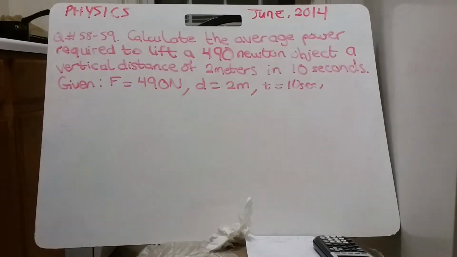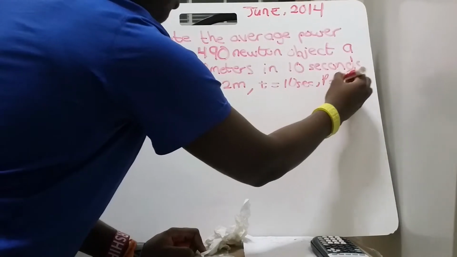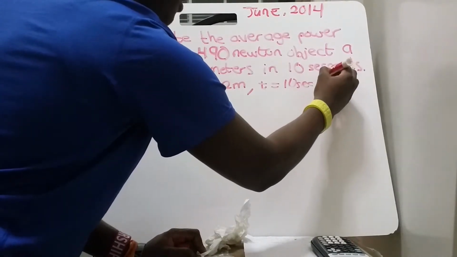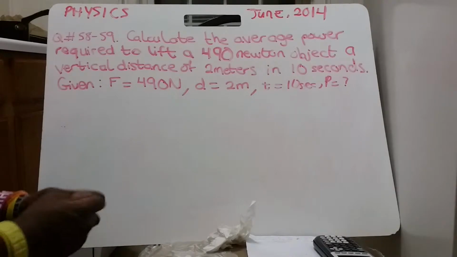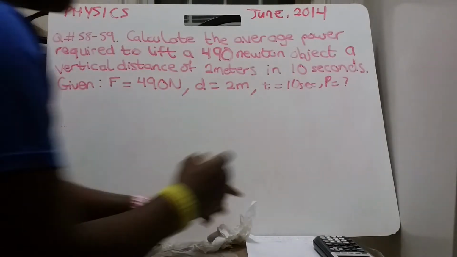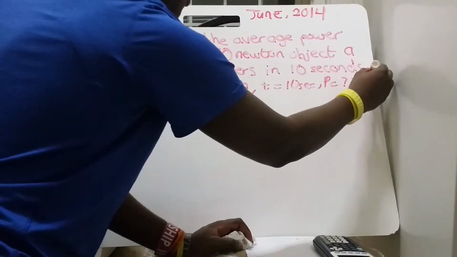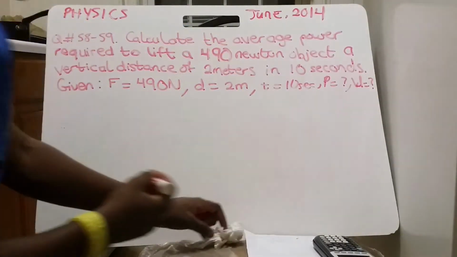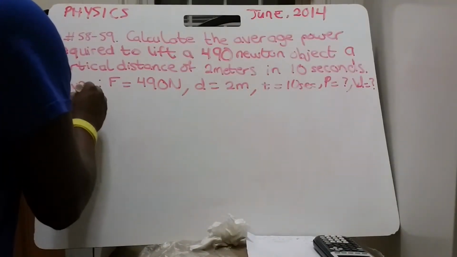But what are we being asked to find? The power equals, we don't know what power is. And like I said, for this question you need to find something in order to find the final answer. So we're going to have to find work also. Work equals, we don't know. So, equations to use for this question.